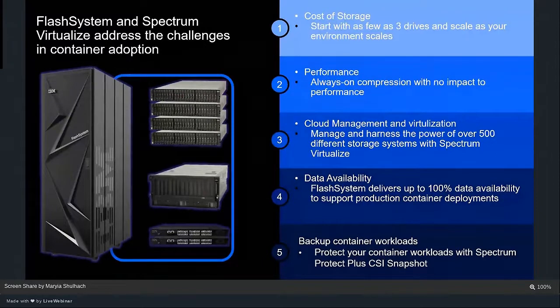It is also important to mention that the Spectrum Virtualize software itself has the possibility to integrate with public cloud, and the fact that we can virtualize over 500 different storage systems from different vendors, we can also give this capability of public cloud to those systems. And the data availability, again, the high availability cluster that comes from 5035, it is possible to cluster our systems with the adoption of containers and get up to 100% of availability. So our data will not be only protected on the container side, but also will be protected on the volume side, on our storage systems and backups as well. So we can also use our product Plus that has a function of a CSI snapshot.